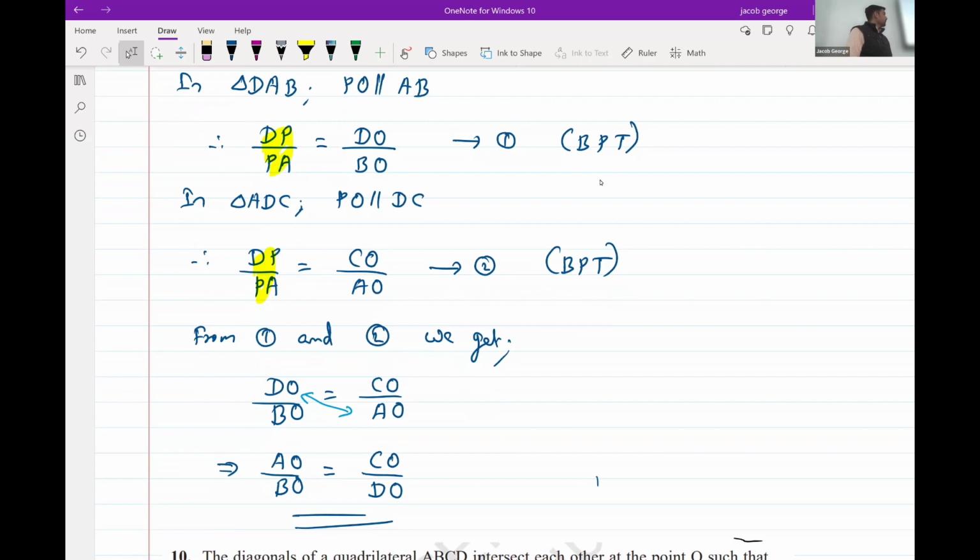Finish? Then we just interchange these two. So then we get the answer. AO by BO is equal to CO by DO. So this is the complete answer for this question. Okay.